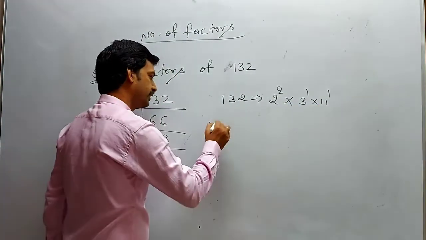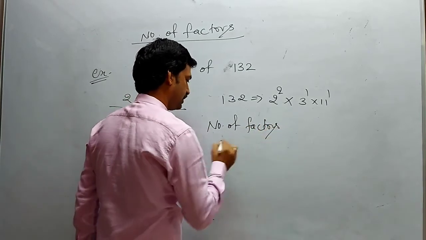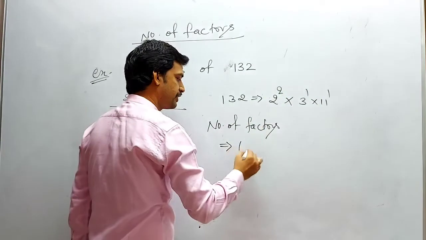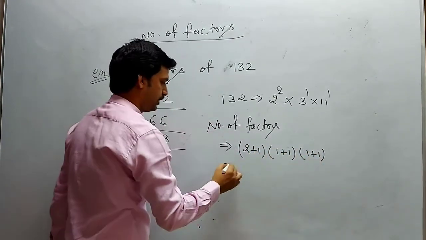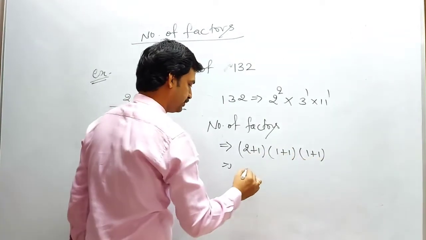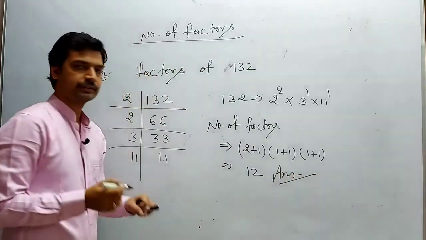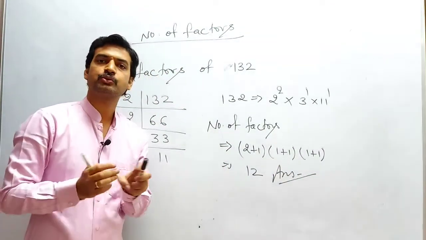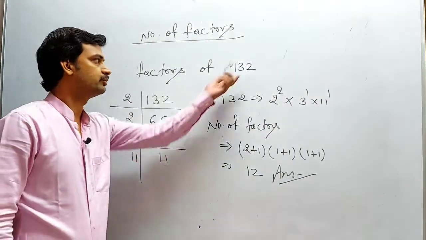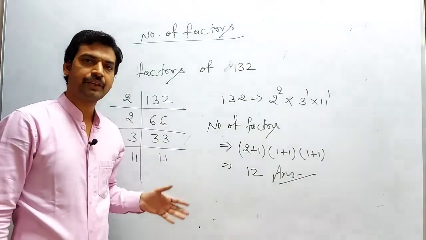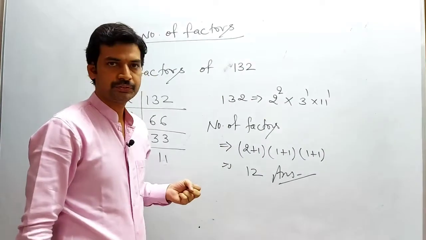So the number of factors is what? Every power increased by 1, that means 2 plus 1, 1 plus 1 and 1 plus 1. So the answer becomes 3 into 2 into 2 equals 12. So how many factors are there? 12 factors are there. In these 12 factors, one is 1, another is 132 itself, and the other 10 factors are also there which can divide 132. So this is called the number of factors.